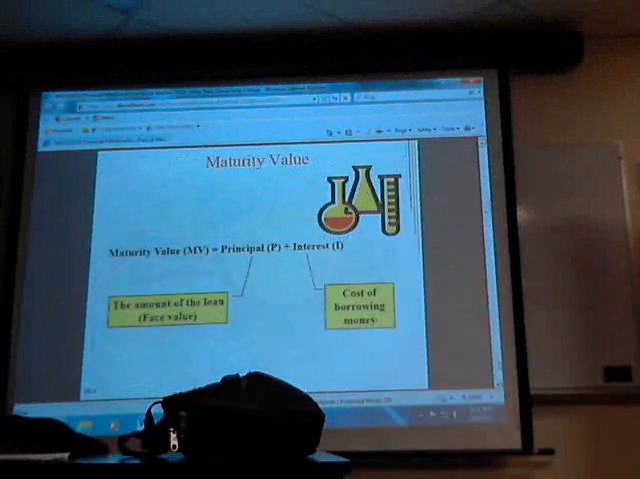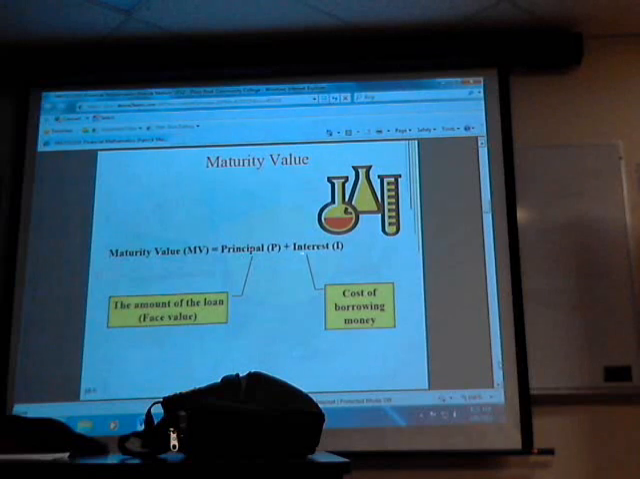Okay. Where are we? All right, so move right along. We know what principal means. We know what interest means. We know what rate means. The maturity value is simply the principal plus the interest.